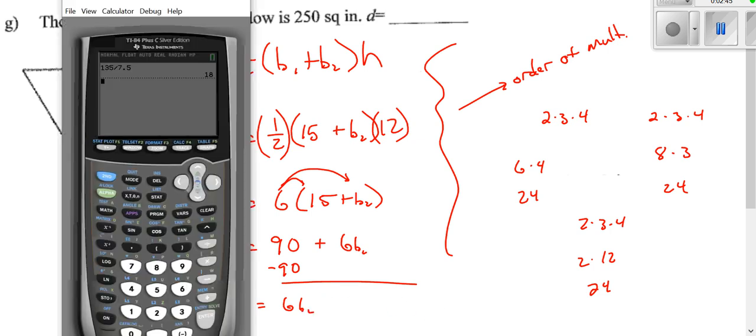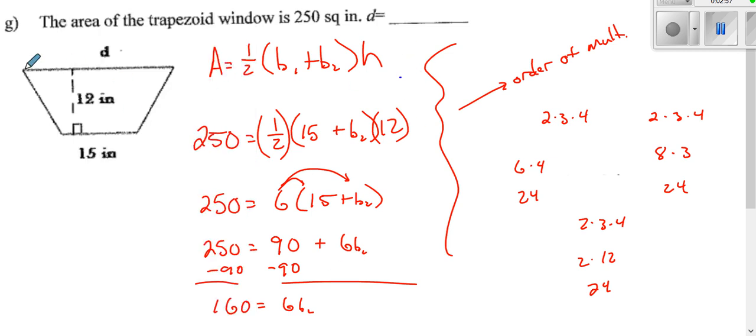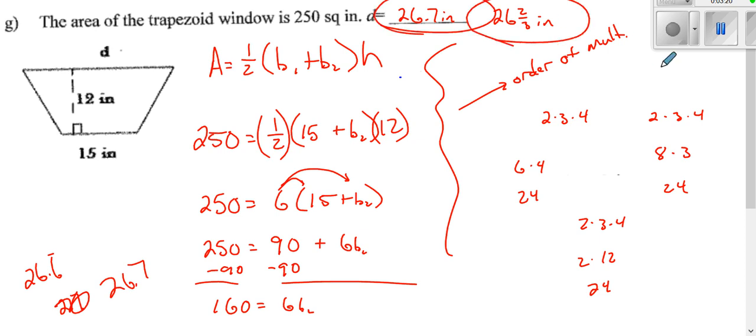And I'm not going to do this in my head. 160 divided by 6. 160 divided by 6 is 26.6 repeating. So we go back here, we say, okay, so this side here must be 26.6 repeating. So I could round it to 26.7 inches. 26.6 repeating could also be written this way, 26 2/3 inches. Either one I would have been fine with.